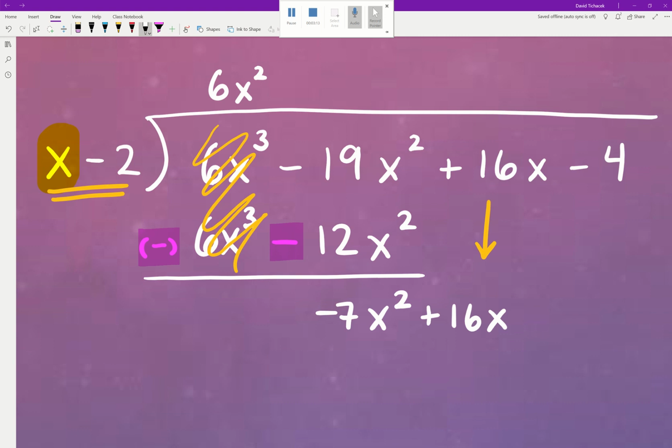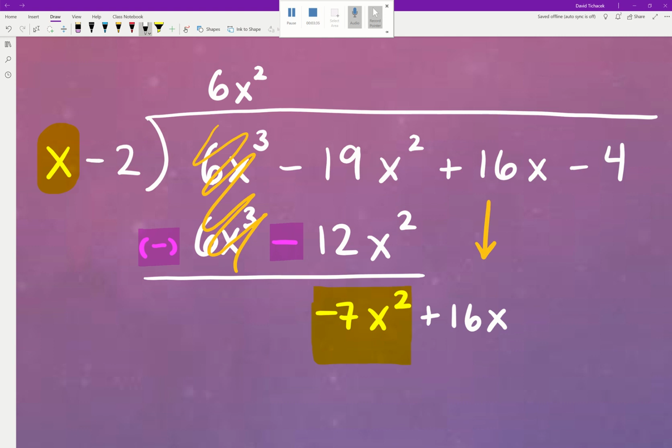So I'm just going to go ahead and drop down the 16x here. And then we repeat that process, okay? So the algorithm dictates that we repeat that iterative process all the way until we run out of terms to work with here. So we are now going to look at the first term of our new result right here, which is a negative 7x squared, and ask ourselves what we would need to multiply x by in order to get that, right?